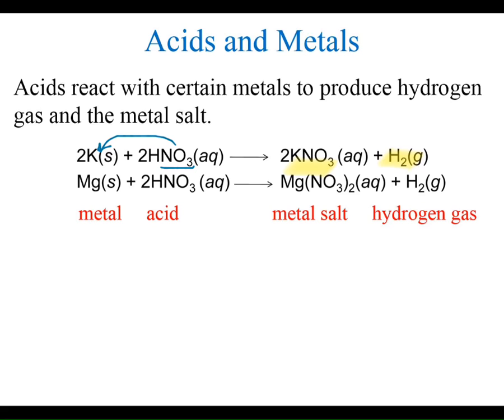Same thing with magnesium and nitric acid. Again, I move the nitrate over, and I make magnesium nitrate, which is Mg, 2 plus, nitrate's 1 minus, so I need 2 of them. And again, hydrogen by itself, so H2. So that's the most simple reaction.